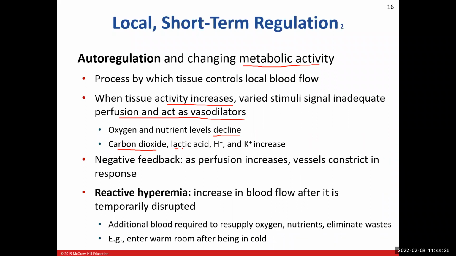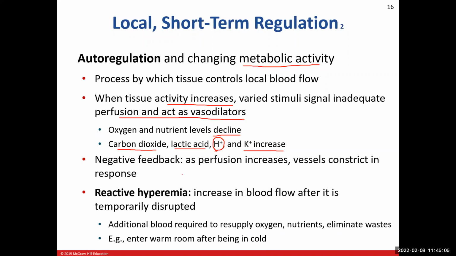We'll start to get an increase in lactic acid. We see that in muscles all the time. Hydrogen ions, that is going to decrease the pH value. And then, of course, we'll see an increase in potassium levels. So all of these things will act as stimuli to tell the tissue in the area that we don't have enough perfusion going on. And so as a result of that, that will act as vasodilators and cause an increase in blood flow.